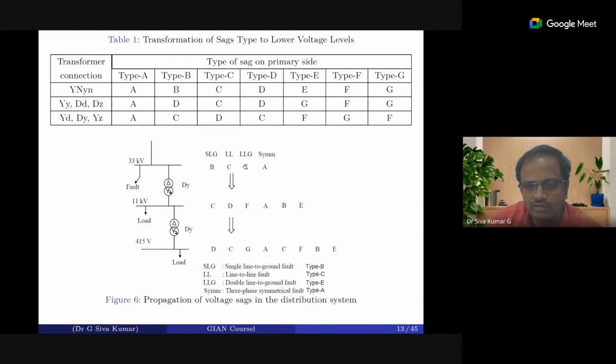When you have transformer connections and a fault occurs at the upstream voltages, going downstream it changes the nature of the voltages. See here, the single line to ground fault type B, once transformed to the secondary side, has become a type C, that is an LL fault.